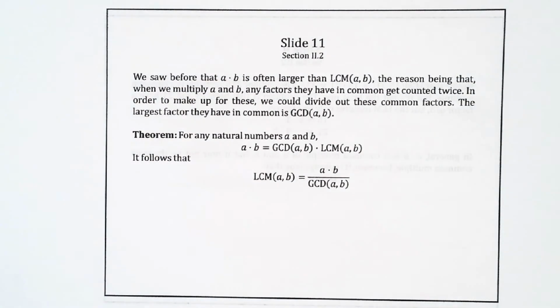Okay, now we saw before that A times B is typically larger than the least common multiple, and that's because anything they share in common gets counted twice. So one way to find the least common multiple would be to just multiply the two numbers, but then get rid of the stuff that got counted twice. The stuff that got counted twice is precisely the greatest common divisor. So basically, we could just multiply the two numbers and then divide by the greatest common divisor.